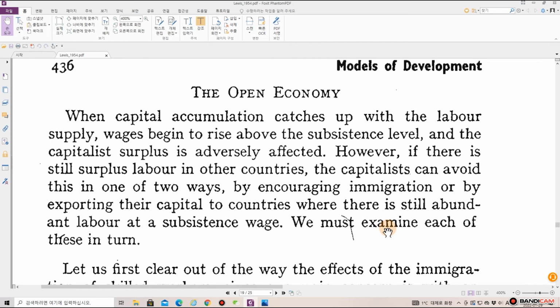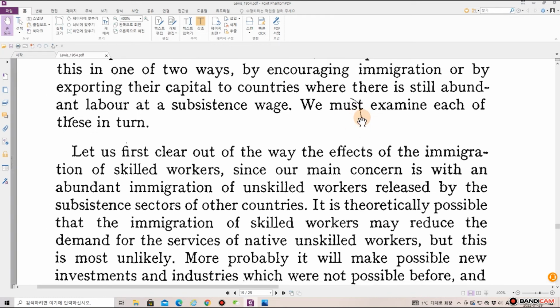The open economy. When capital accumulation catches up with the labor supply, wages begin to rise above the subsistence level, and the capitalist surplus is adversely affected. However, if there is still surplus labor in other countries, the capitalists can avoid this in one of two ways: by encouraging immigration or by exporting their capital to countries where there is still abundant labor at the subsistence wage. We must examine each of these in turn.